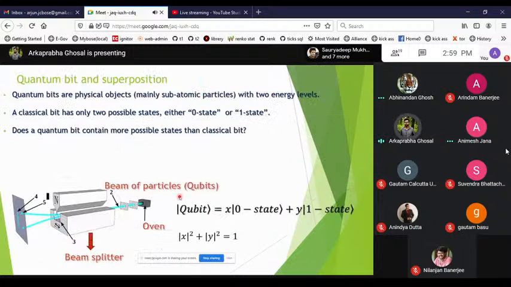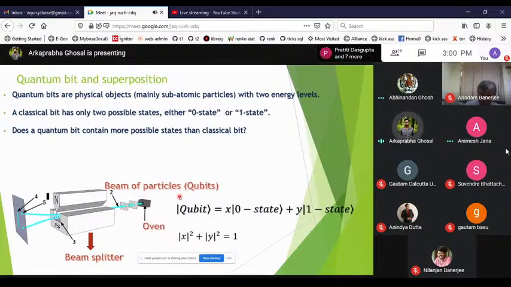Now let us move towards the quantum domain. In the quantum domain, we have to deal with subatomic particles, that means quantum particles like electrons, photons, protons. These particles can be thought of as quantum bits. Quantum bits actually carry quantum information. Quantum bits are physical objects with 2 energy levels or 2 degrees of freedom.